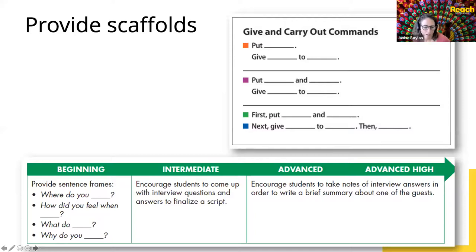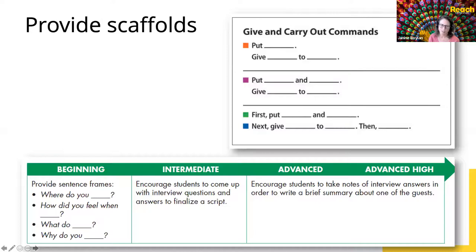Another principle that Rosenshine shares is providing scaffolds throughout the lesson. A scaffold is a temporary support to help a learner with a difficult task, like training wheels on a bike. A scaffold helps students be successful at the task. And the idea is that gradually scaffolds will be removed as the learner becomes more independent.